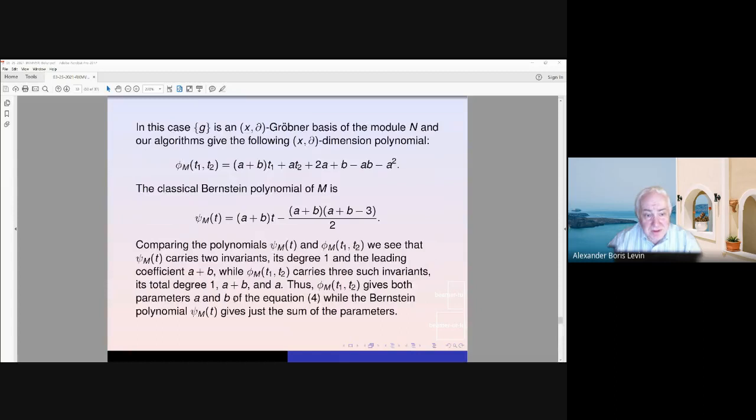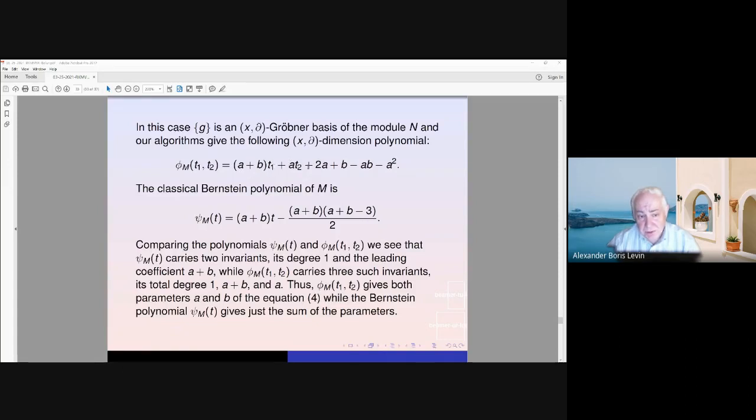And in this case, this is the XD dimension polynomial, here it is. And this is the Bernstein polynomial. As you see, the Bernstein polynomial carries two invariants: the degree, which is one, and this coefficient a plus b, the multiplicity. This bivariate dimension polynomial, according to the last theorem, carries the following invariants: a plus b, the coefficient of t1, and a, and of course degree 1.